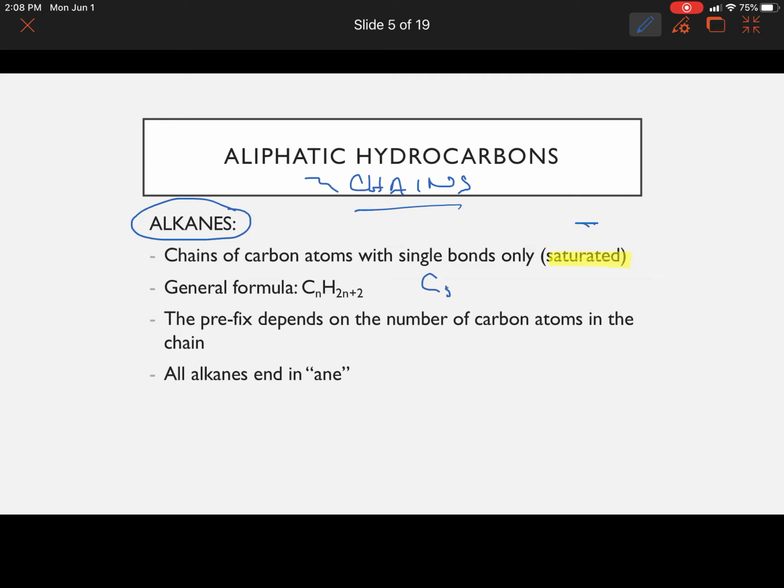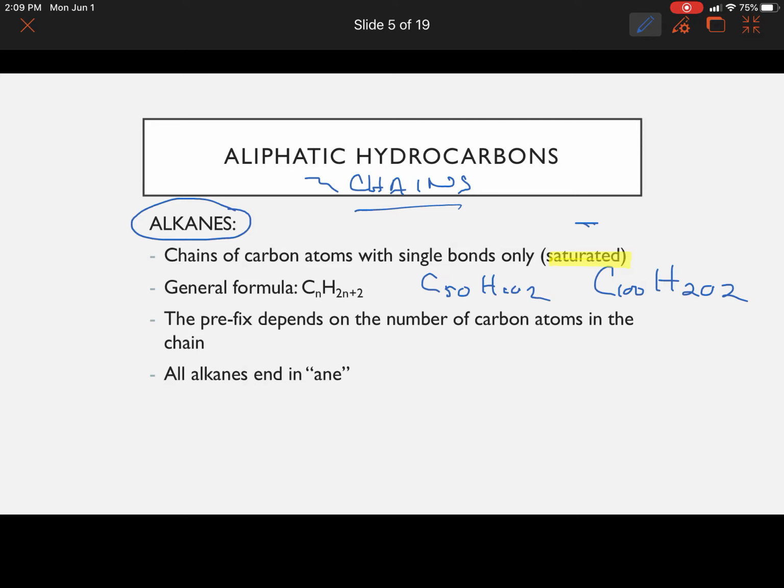So for example, say you had 50 carbons. How many hydrogens would you have? So n is going to be 50. So 2n plus 2 would be 2 times 50 is 100 plus 2 is 102. If you had 100 carbons, how many hydrogens would you have? And it would be 202 because 2 times 100, 200 plus 2. So you're just going to have to learn that formula. That's what you use. Now, the prefix depends on the number of carbon atoms in the chain. And we'll do that in a second, actually.